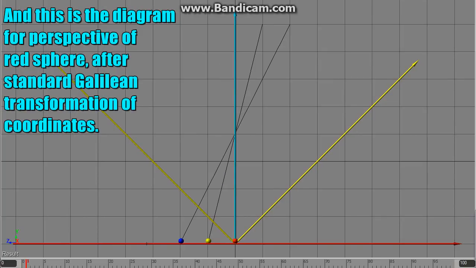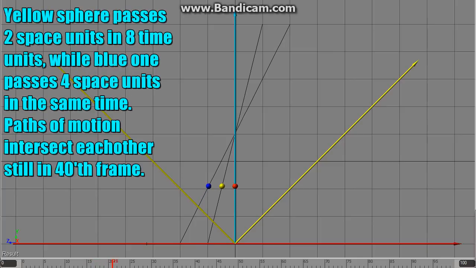And this is the diagram for the perspective of the red sphere, after a standard Galilean transformation of coordinates. The yellow sphere passes 2 space units in 8 time units, while the blue one passes 4 space units in the same time. Paths of motion still intersect each other in the 40th frame.